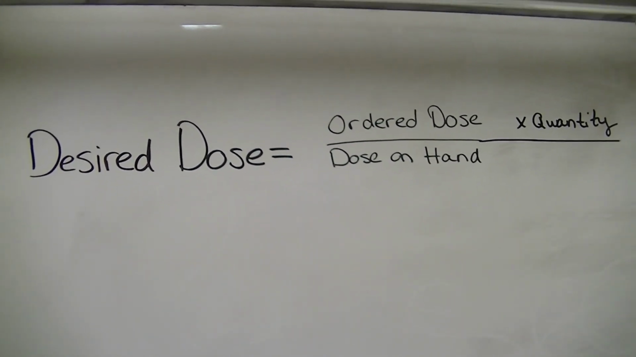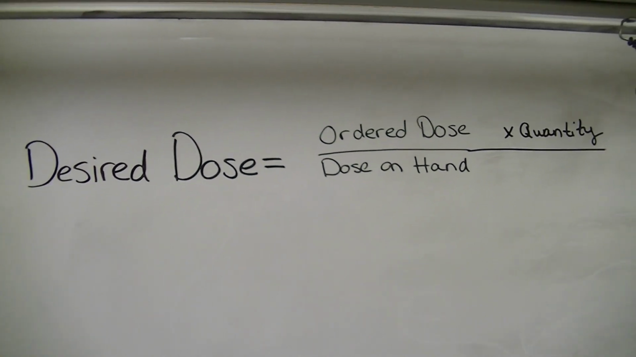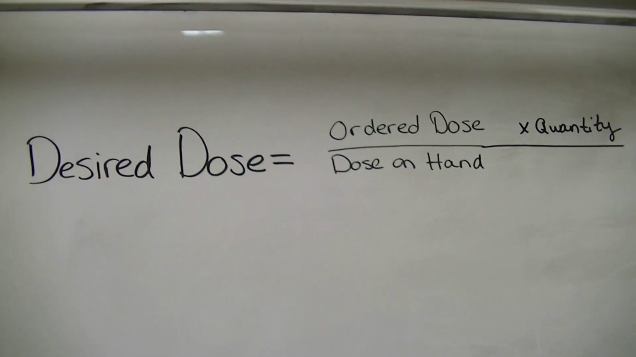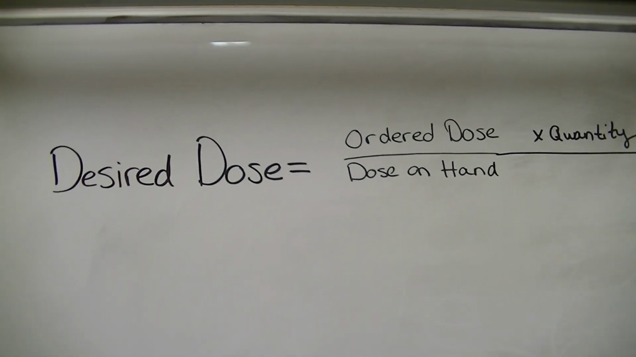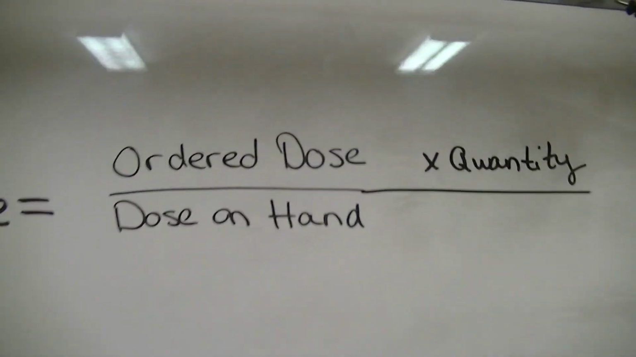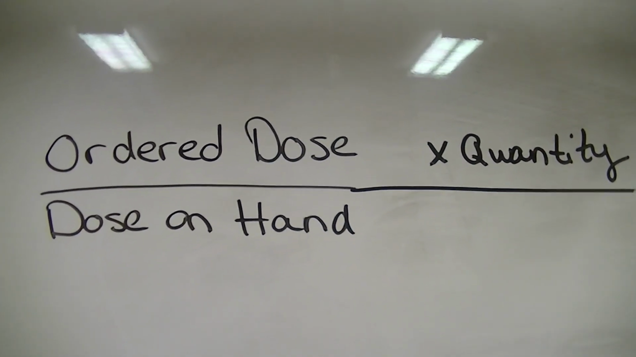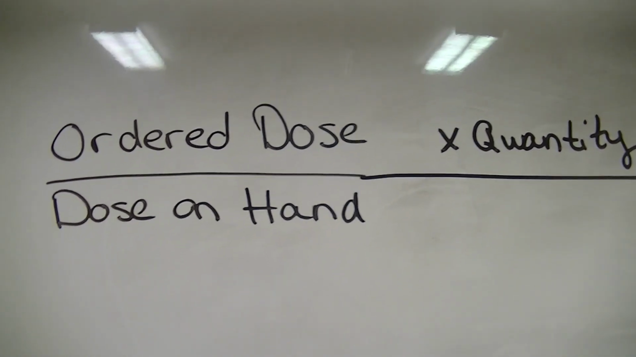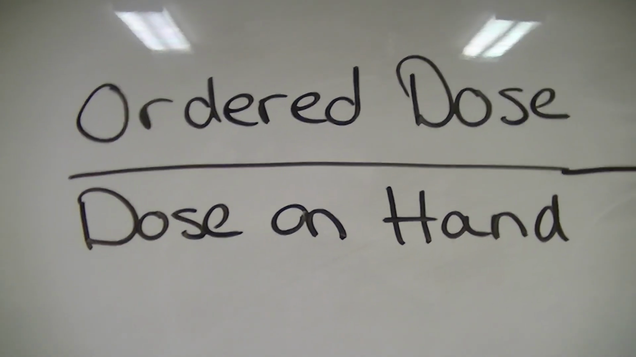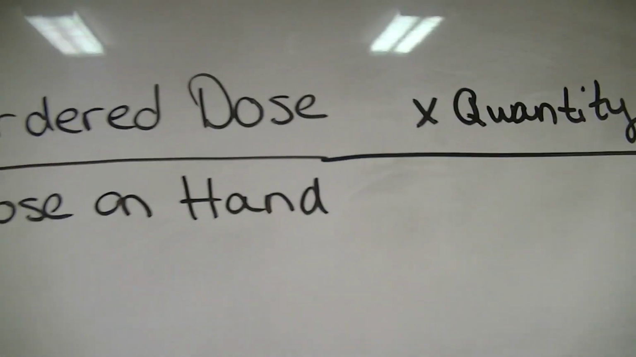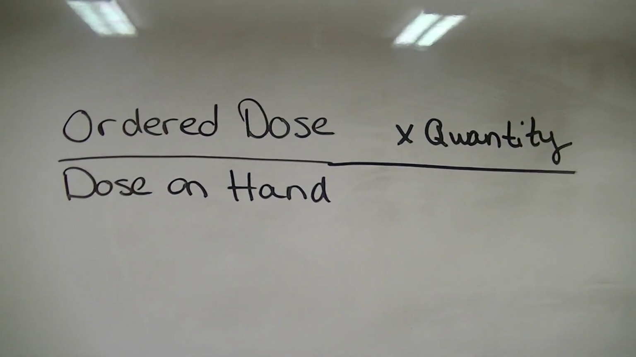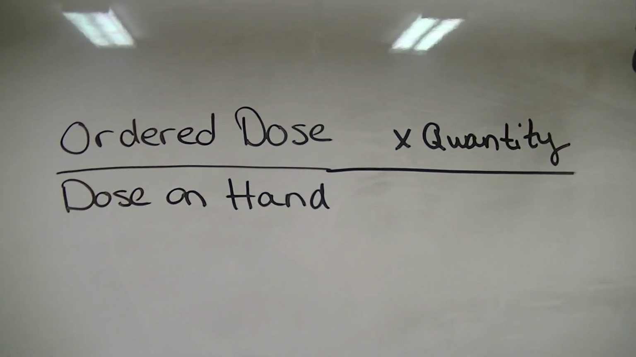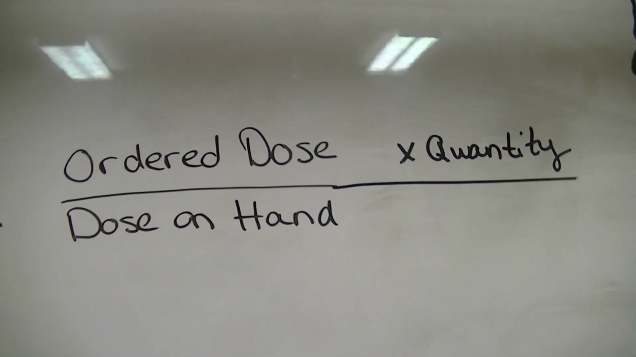We've heard a lot of requests for pharmacology math, so I figured I'd give you a little example on that. A real easy formula to remember is that your desired dose, what you want to give the patient, is your ordered dose times the quantity divided by your dose on hand. You could also think of it as ordered dose over dose on hand times quantity. Usually that quantity is going to be on the top, so ordered dose times quantity divided by dose on hand. I think of it as need over want times how many you need to.